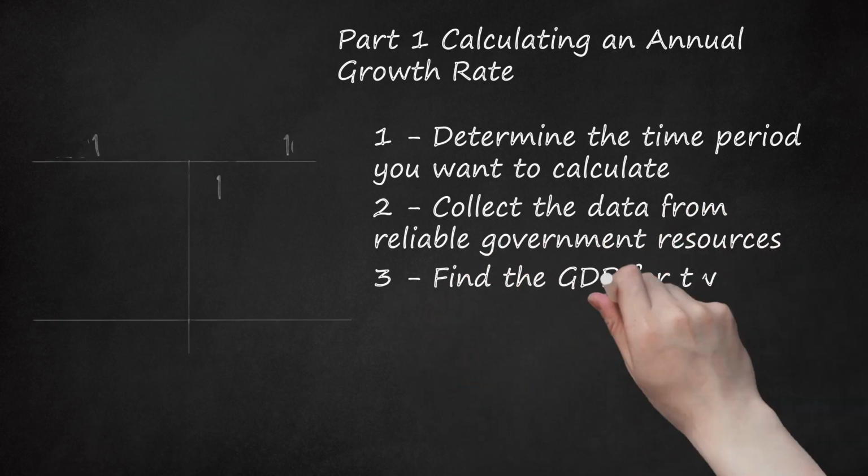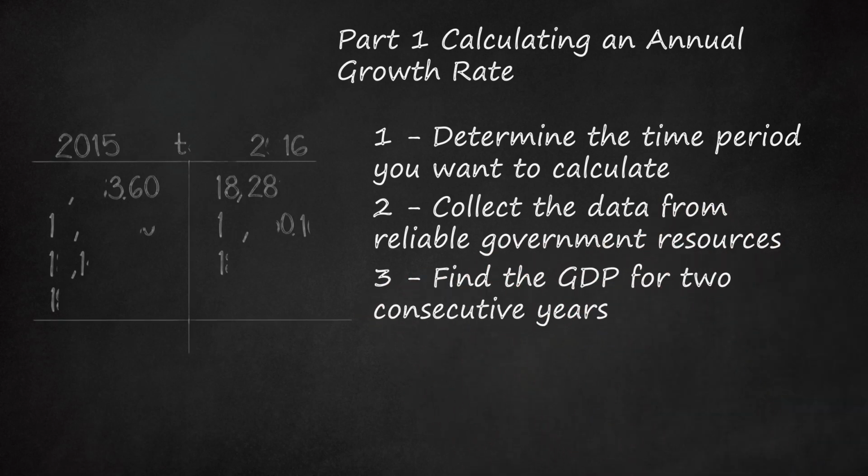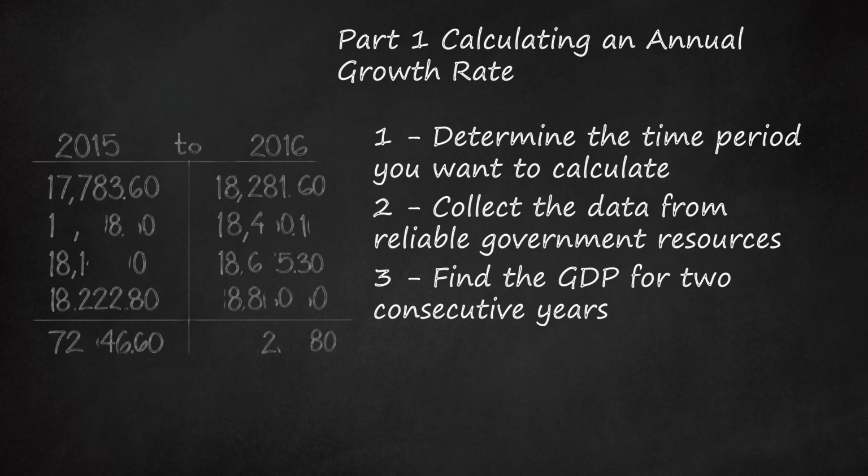3. Find the GDP for 2 consecutive years. To determine the annualized GDP growth rate, you need to know the GDP of 2 consecutive years. Using the data from the BEA, find the annual GDP for 1 year and the annual GDP for the next year. If the GDP is reported quarterly, add together the 4 quarters for the year to find the annual GDP.